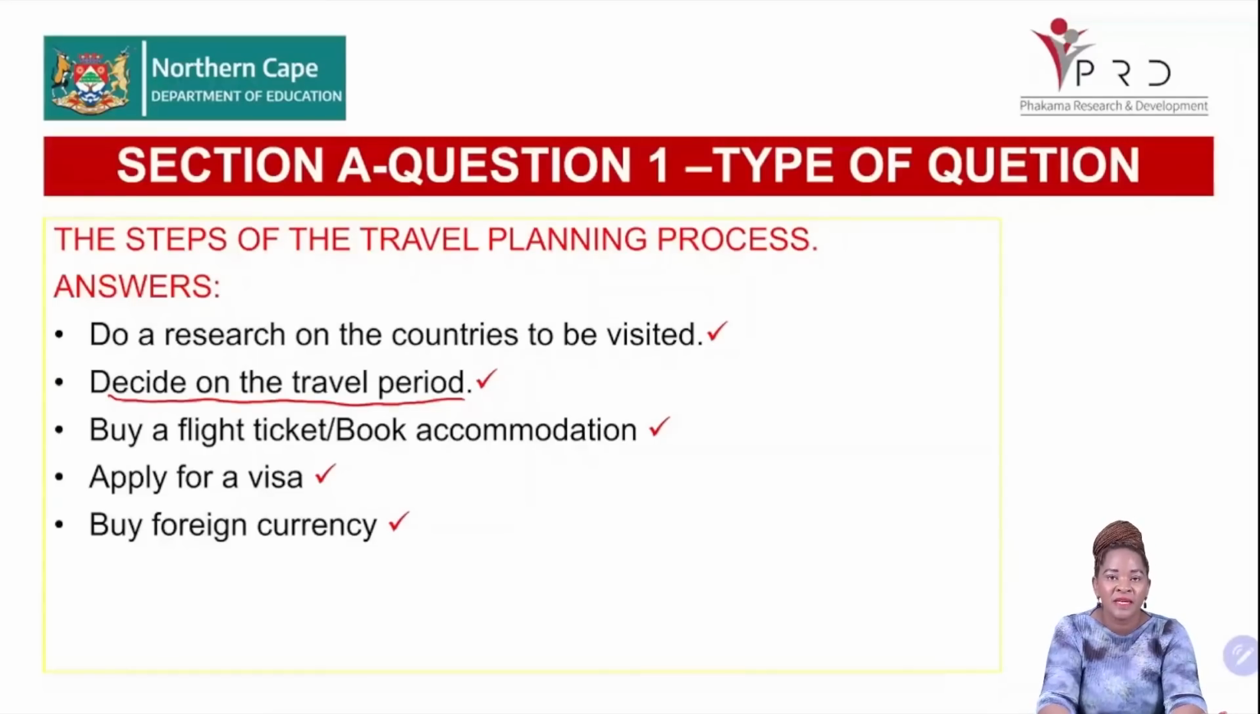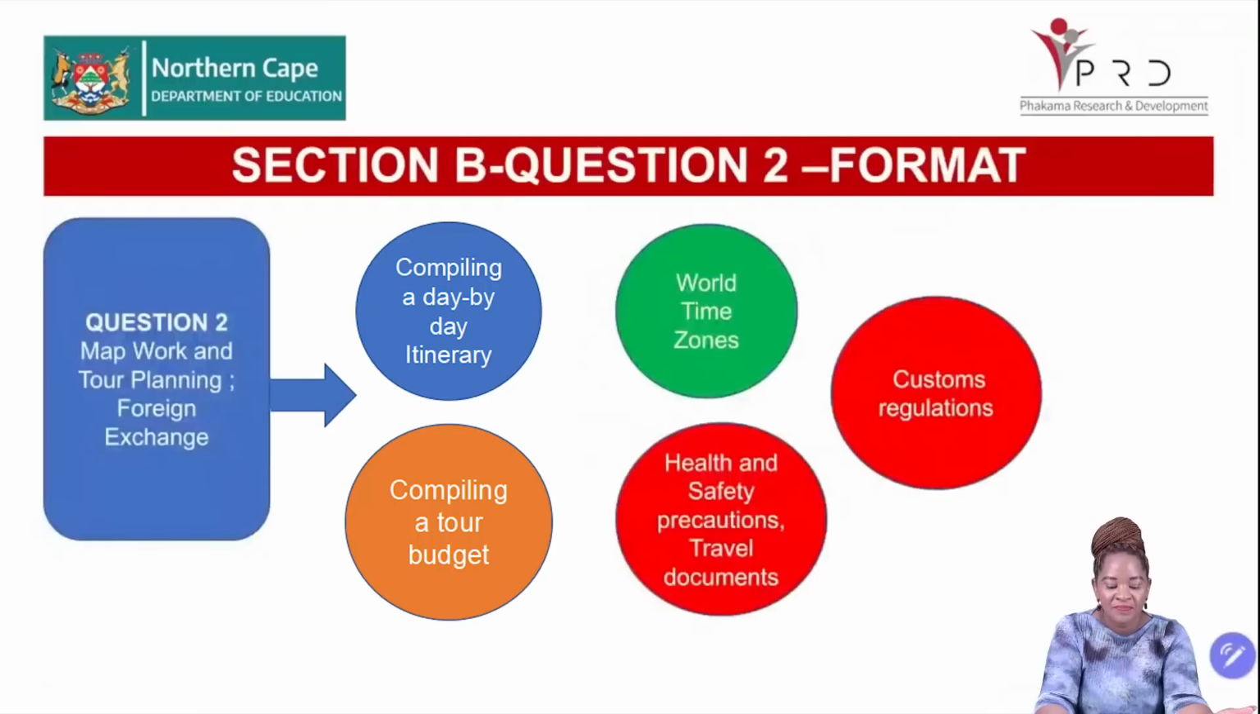So these are the steps, and these are some of the questions that you can expect in section A of your question paper, grade 12 learners. And you can see now they are taken from different topics. In this case, I've only focused on section B, but these are going to be asked from all the topics that you have done in tourism.